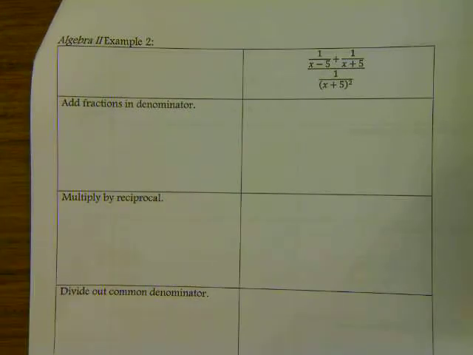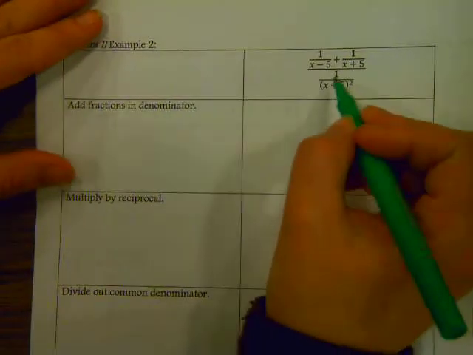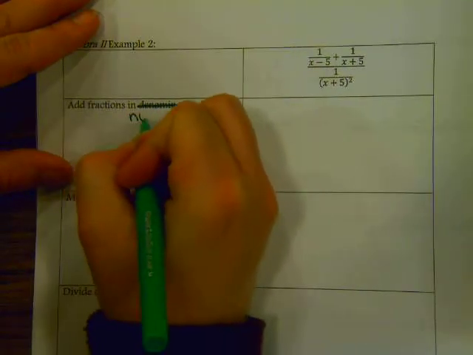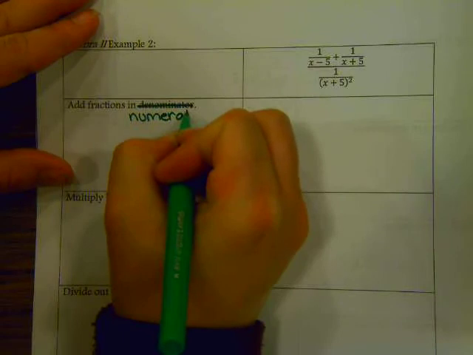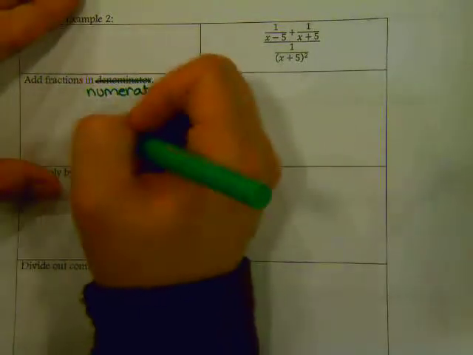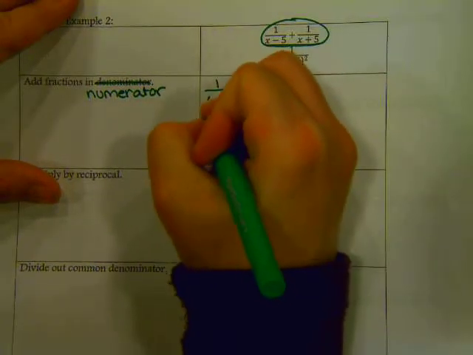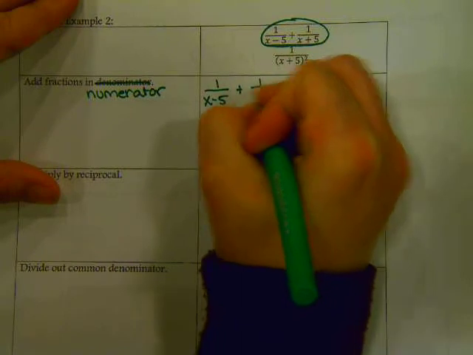Now, if you notice, the only difference is here, you don't have an addition problem on the denominator, so let's change this over here. I've switched it up, and let's look at it when it's on the numerator. But the process still doesn't change. You're going to start with adding the fractions in the numerator first. So 1 over x minus 5 plus 1 over x plus 5.